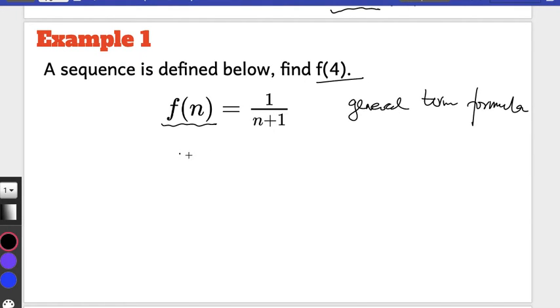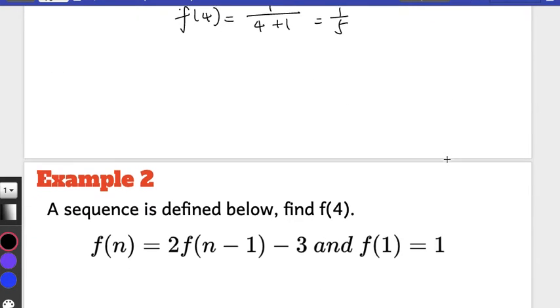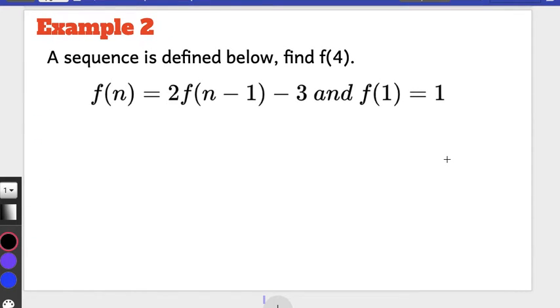So to find f of 4, all I need to do is replace n with 4, and I'm going to get f of 4, right? So this is a general term formula. We can find any term in the sequence by replacing n with that indicated number. Let's check this one. As we just mentioned, if we see a sequence defined this way, and we also know the first term, this is a recursive formula.